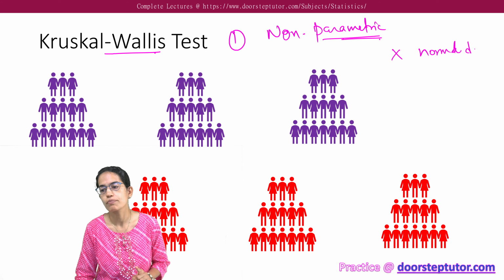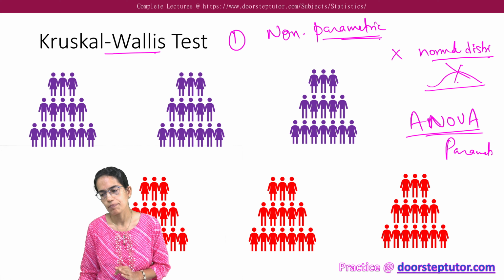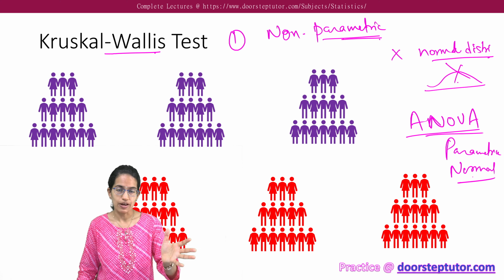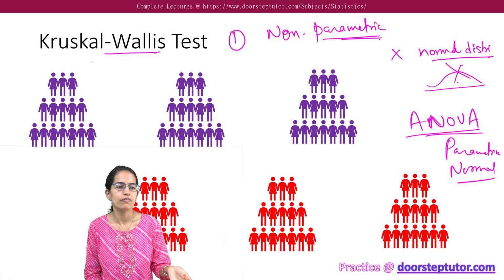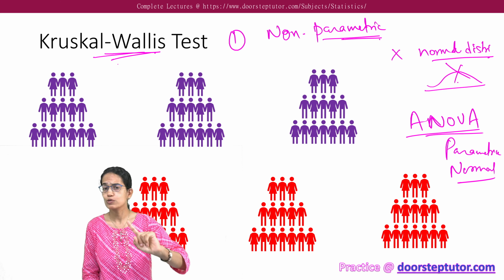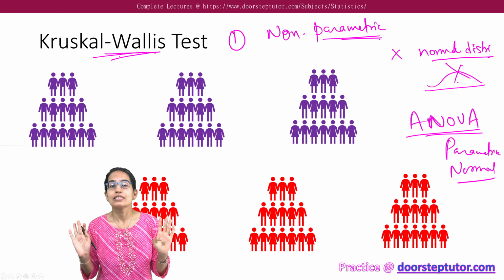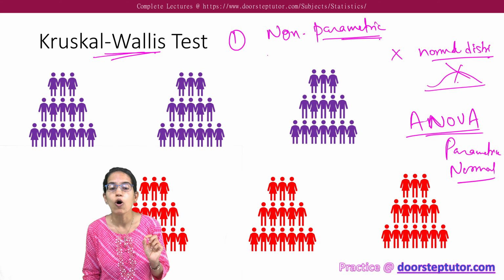This Kruskal-Wallis is an equivalent form of ANOVA. What is the major difference? ANOVA is a parametric test, that means it is applied where the values are normally distributed. However, Kruskal-Wallis is a non-parametric test applied where the values are not normally distributed. In both cases, there should be 3 or more independent samples.